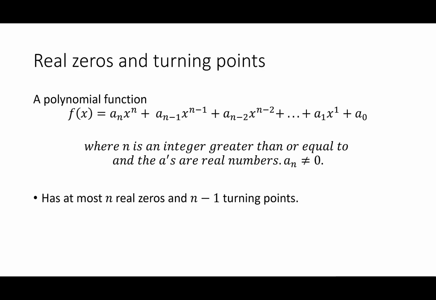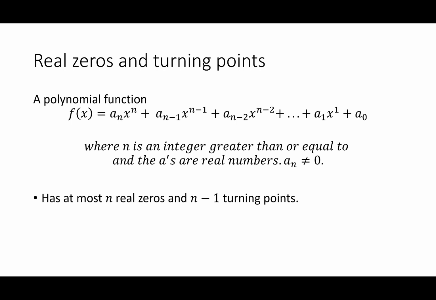So as we continue to talk about zeros, we also want to add in something called turning points. So back to our polynomial function, a sub n x to the n plus a sub n minus 1 x to the n minus 1, plus a1 x to the 1 plus a naught, where we had our integer exponents that are greater than or equal to 0.